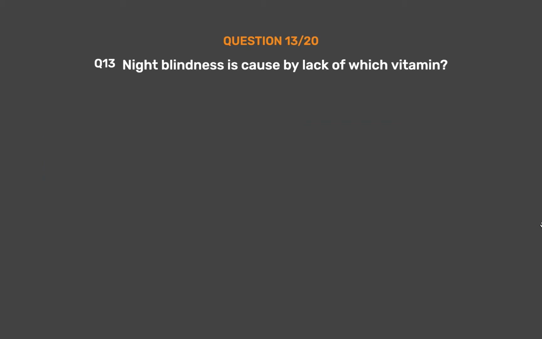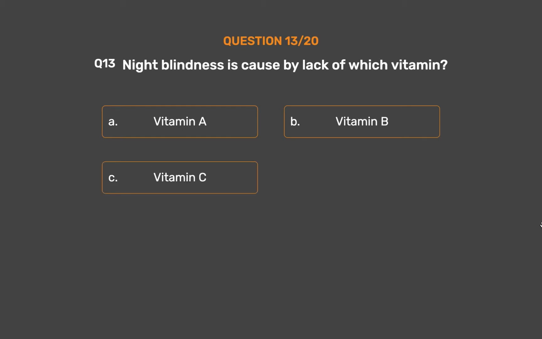Question number 13. Night blindness is caused by lack of which vitamin? Option A. Vitamin A. Option B. Vitamin B. Option C. Vitamin C. Option D. Vitamin D.